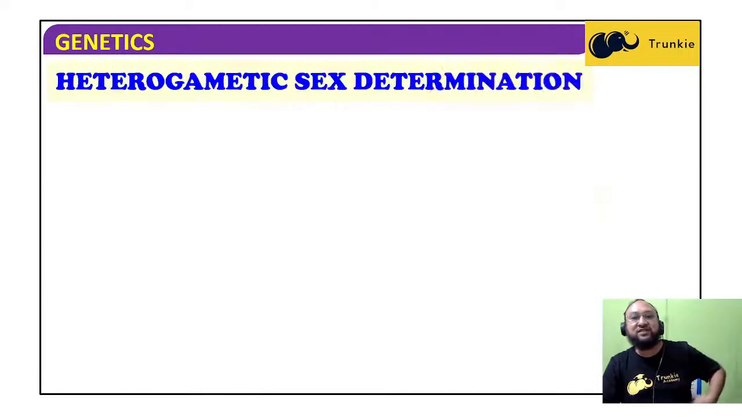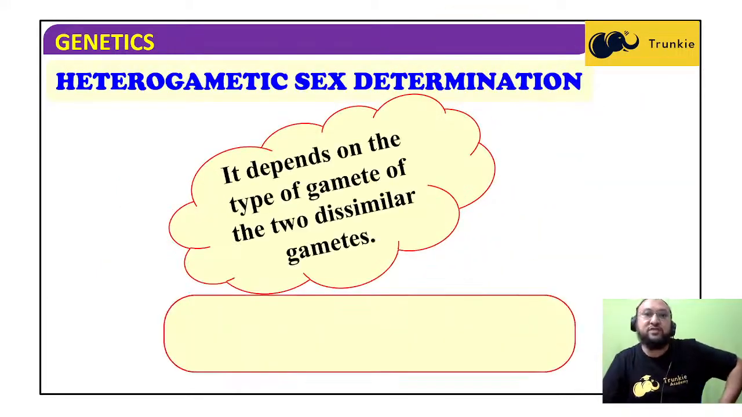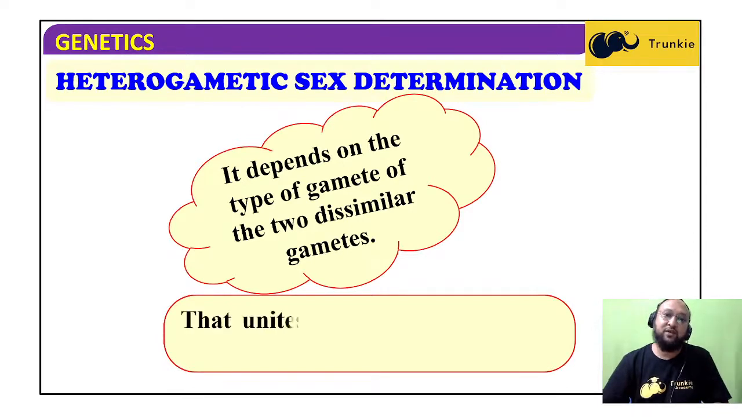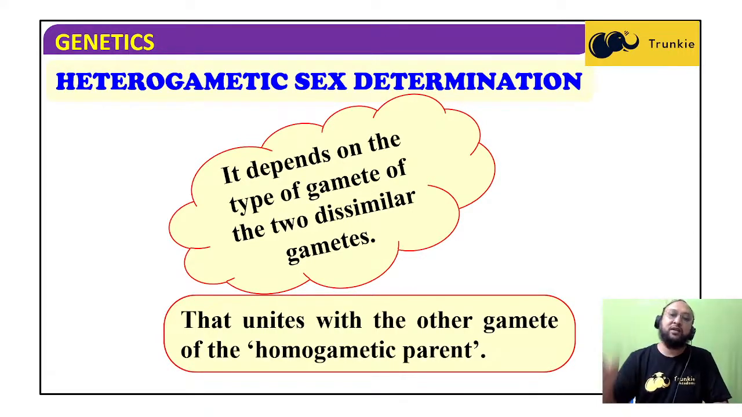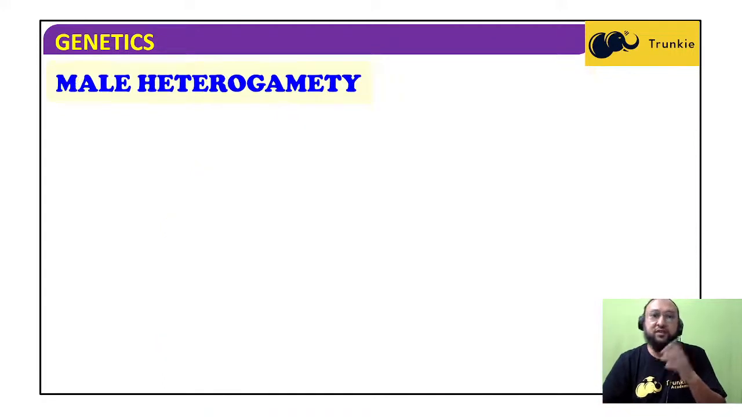Now, heterogametic sex determination. It depends on the type of gametes, which are two dissimilar gametes, that unite with the other gamete of the homogametic parent. It's the same point: whether the Y chromosome is going to fertilize or the X chromosome is going to fertilize.